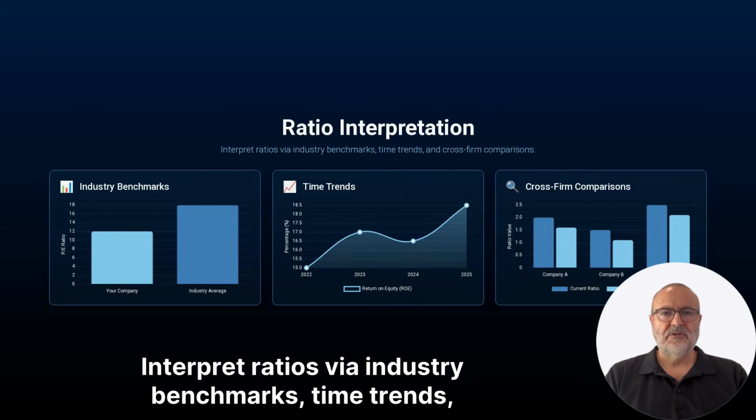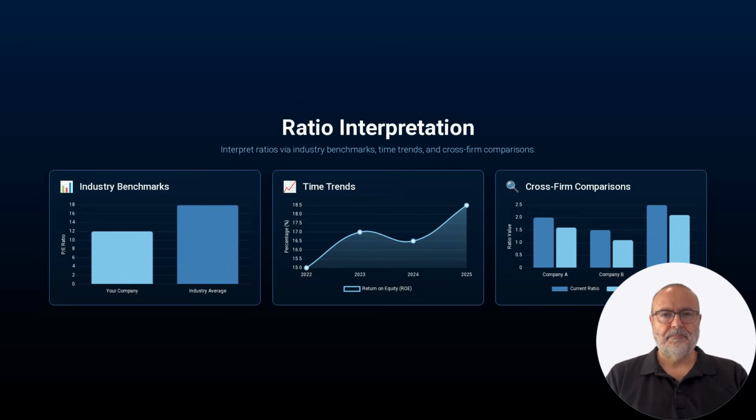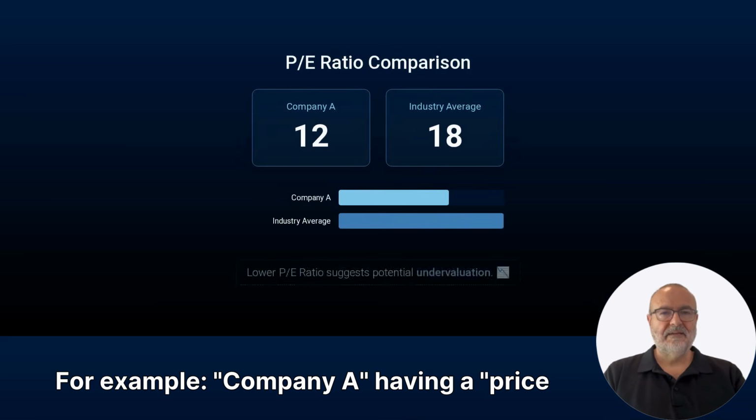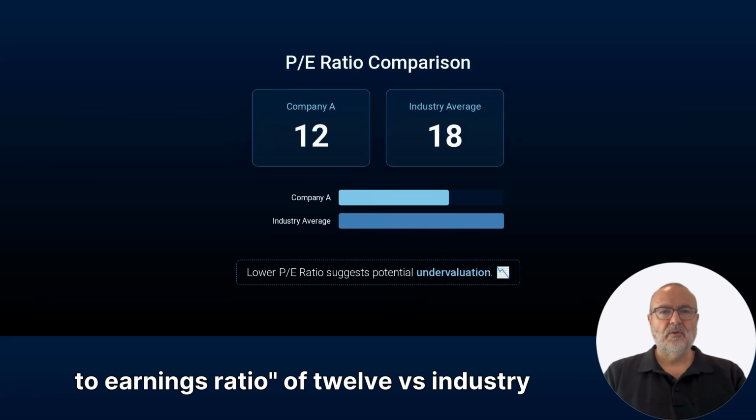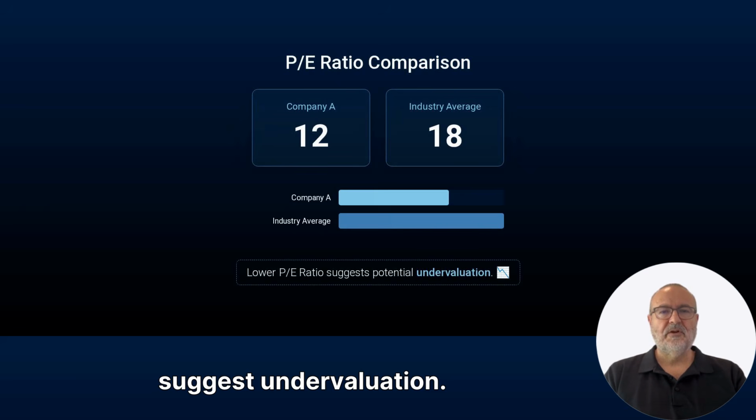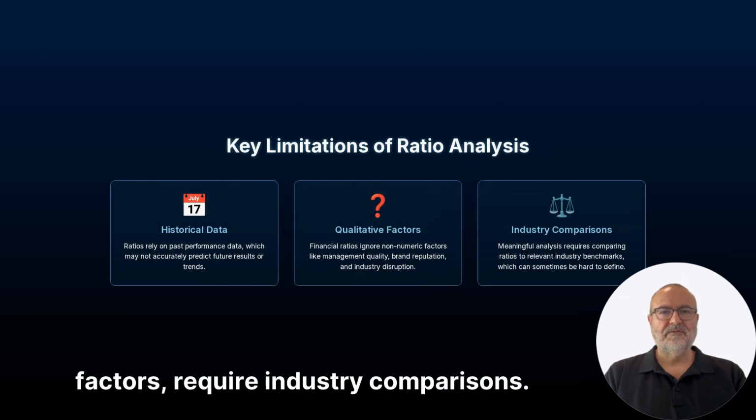Interpret ratios via industry benchmarks, time trends, and cross-firm comparisons. For example, Company A having a price to earnings ratio of 12 versus an industry price to earnings ratio of 18 would suggest undervaluation. Ratios rely on historical data, ignore qualitative factors, and require industry comparisons.